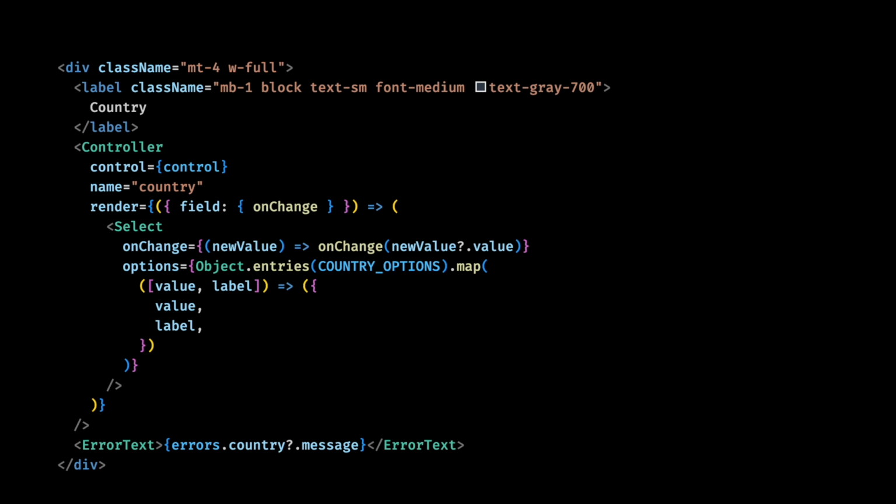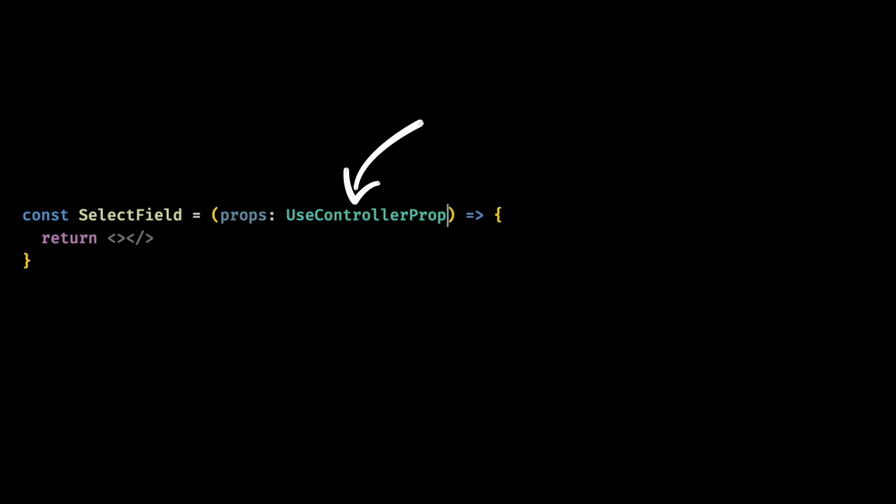So let's make a more reusable component out of this. React Hook Form has a useController hook to help with this. Let's start by creating our select field component. We will need the props for the useController hook, which already has a type prepared for us in the React Hook Form package, but this type is a generic type that asks for the type of the form values.